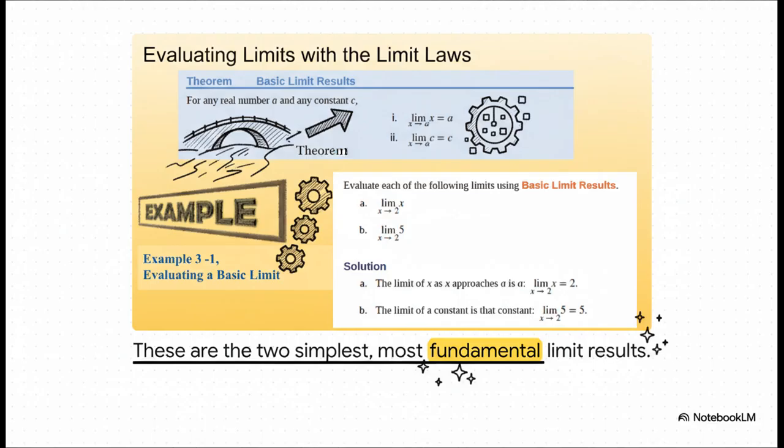Rule number 1. The limit of x as x gets closer to some number a is, well, it's just a. Makes sense, right? And the second rule is even easier. The limit of a constant, c, is always just c. I mean, a constant is a constant. It doesn't care what x is doing. These 2 ideas are our foundation.